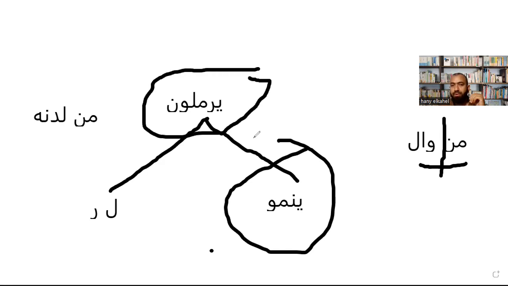Idgham has two types. Idgham بغنة, if the noon sakina or tanween is followed by one of these letters, ينمو. إدغام بغير غنة, idgham without ghunna, if noon sakina or tanween is followed by lam or ra. In ينمو, for example, مِن وَالٍ, I should do ghunna from my nasal passage. With lam and ra, I should do it without ghunna, for example مِن لَدُنْهُ.